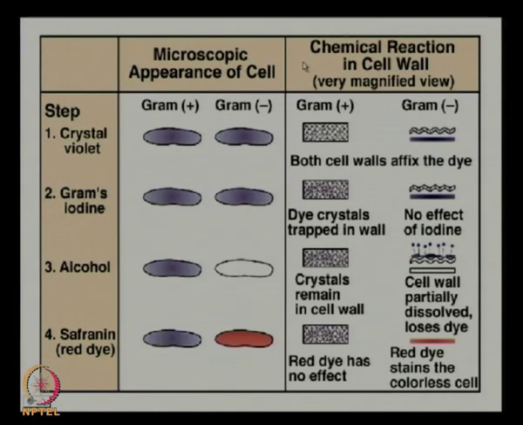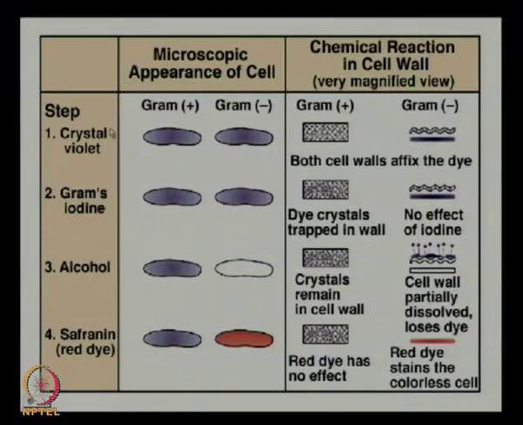Now, there are certain techniques which can differentiate one group of bacteria from another group. Irrespective of the bacteria, if we take some unknown bacteria and form a smear of it, and to this we add two different dyes, crystal violet is one dye and safranin is the other dye.